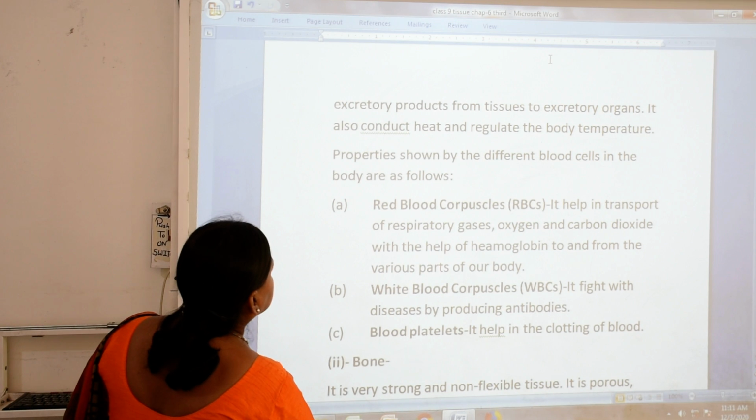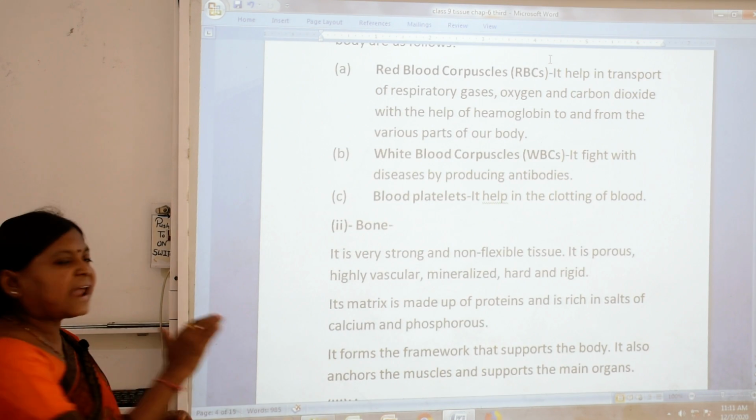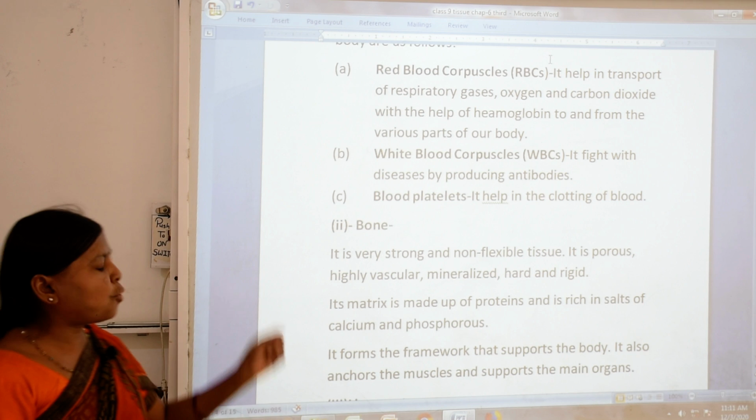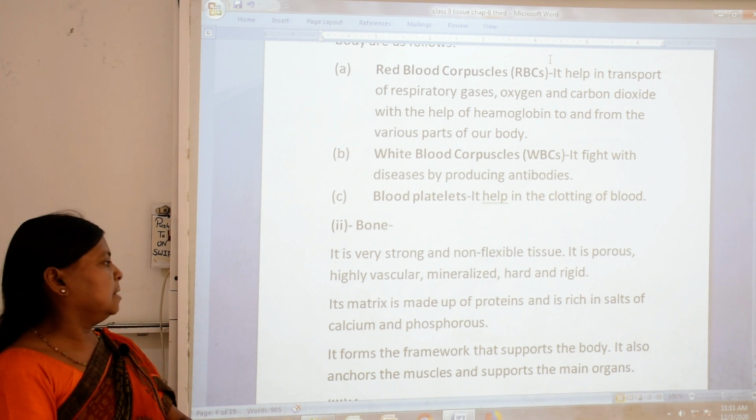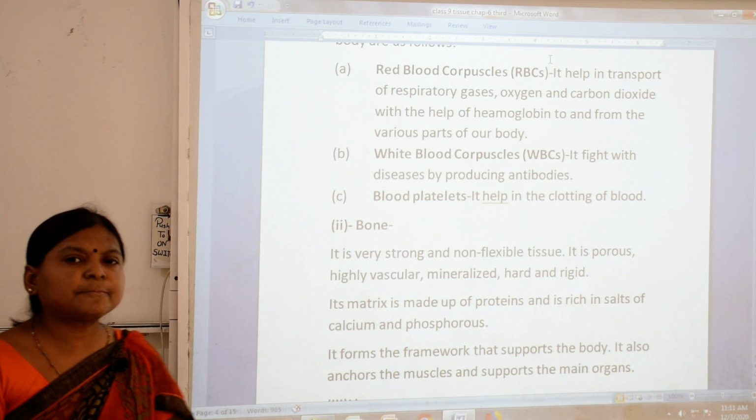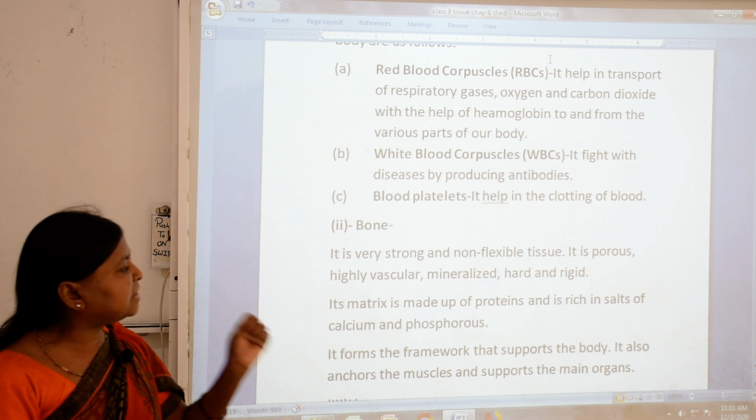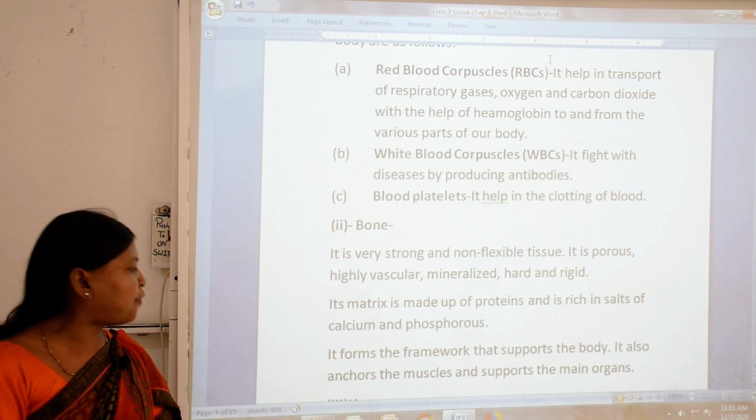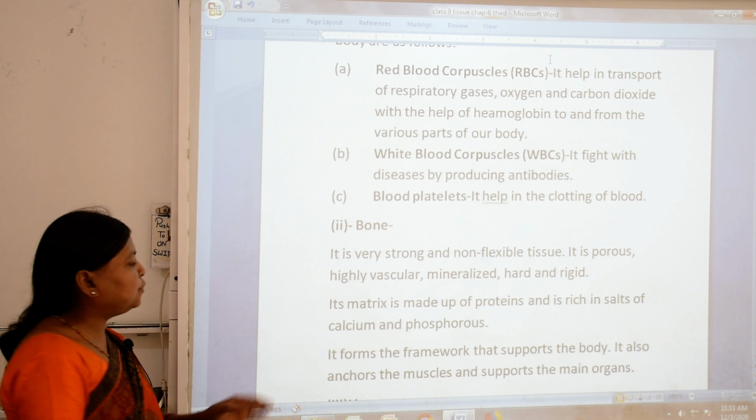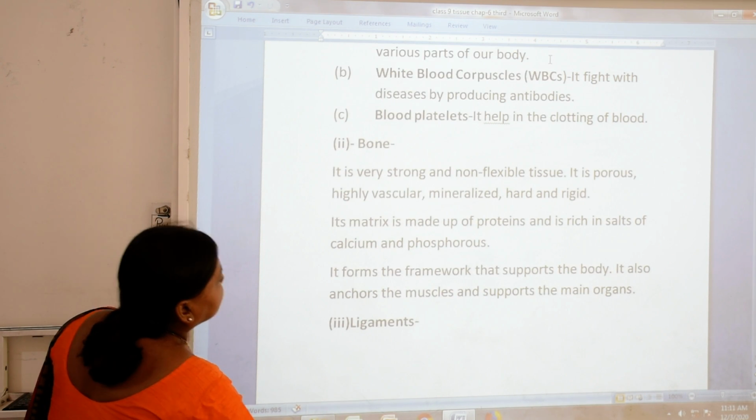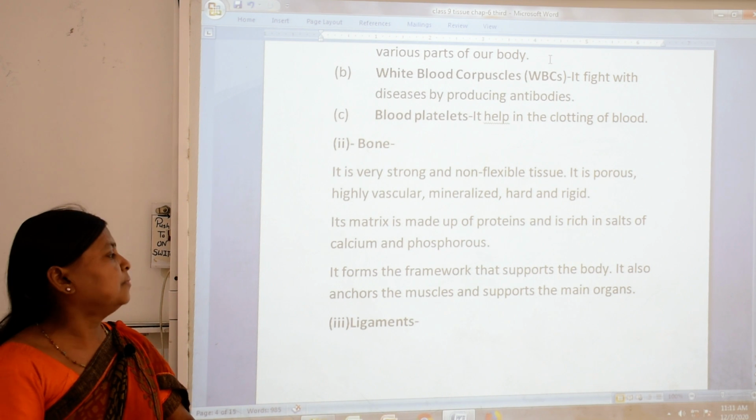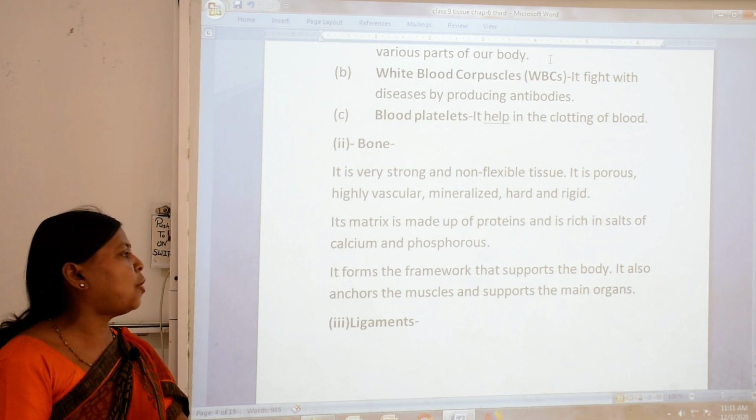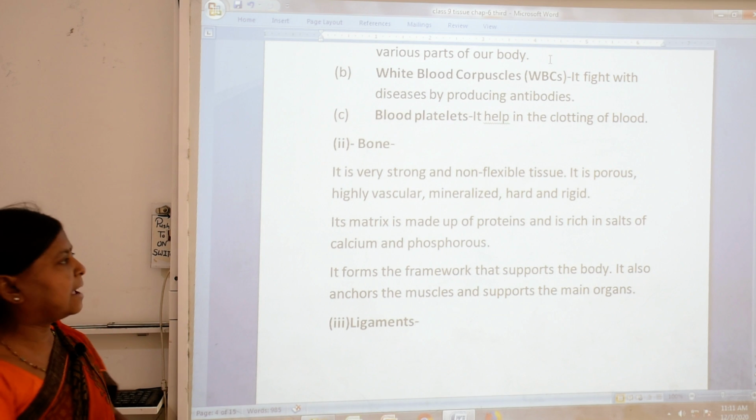What is bone? It is a very strong and non-flexible tissue. It is porous, highly vascular, mineralized, hard and rigid. Do you know what about its matrix? Its matrix is made up of protein, and it is rich in salts of calcium and phosphorus. It forms the framework that supports the body, and it also anchors the muscles and supports the main organs. Next one is the ligaments.